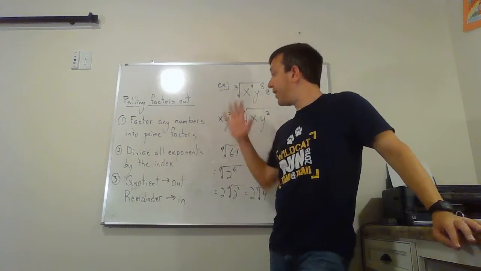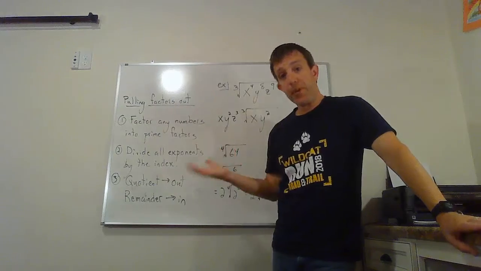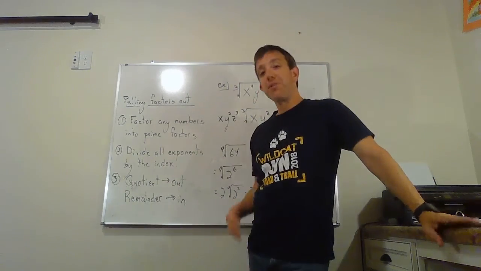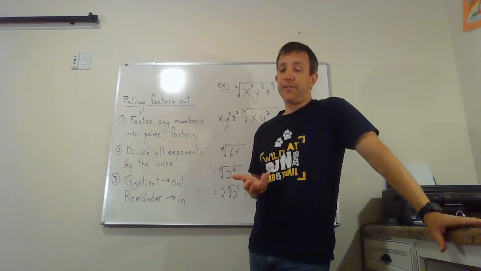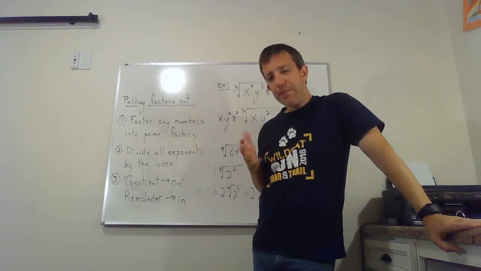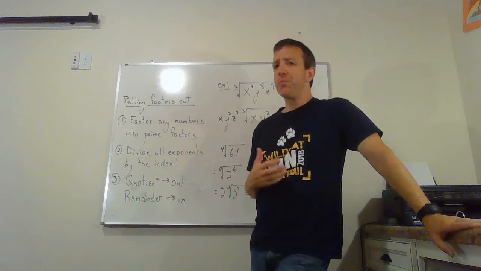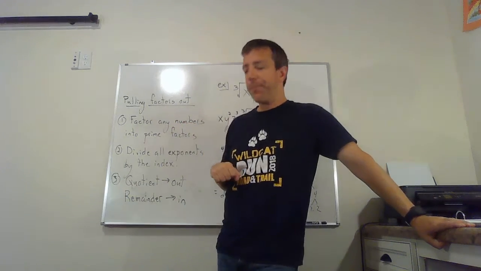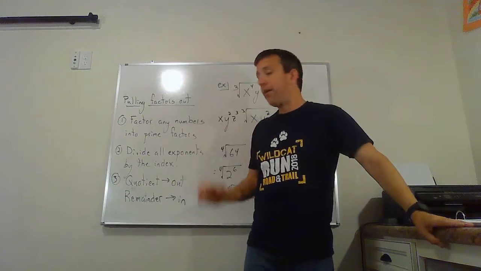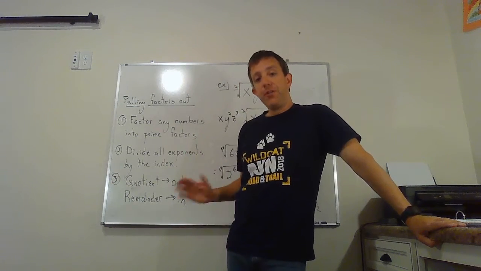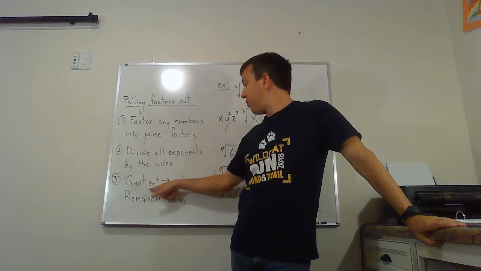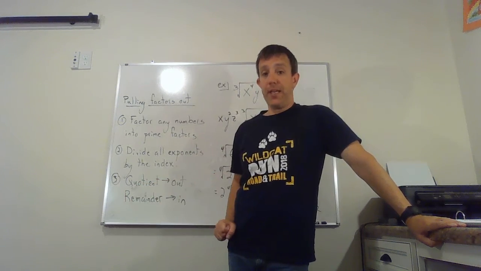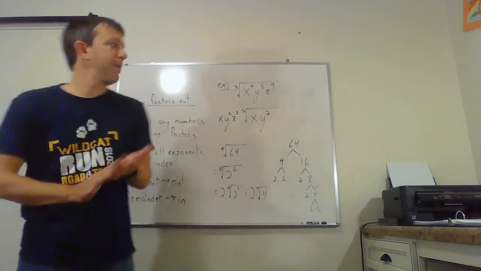All right, so here I wrote out the directions for pulling those factors out of the radical. First, we're going to factor any numbers we have in there into their prime factors. That's kind of an optional step. There are other ways to do it, but it is a way that works really, really well. And so I'll look at that with the second example I have on this board. Step 2, divide all exponents by the index. When you do that, step 3, the quotient is how many are going to come out. The remainder is how many will stay inside. So let's look at a couple of examples.